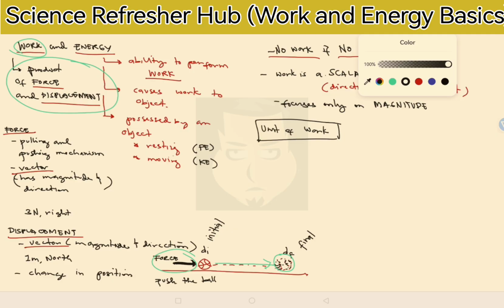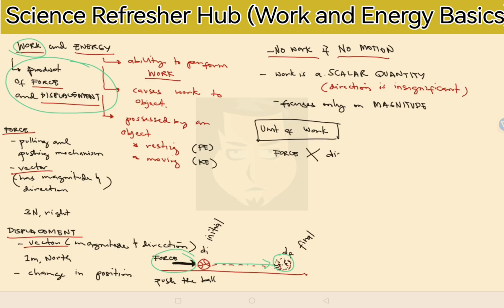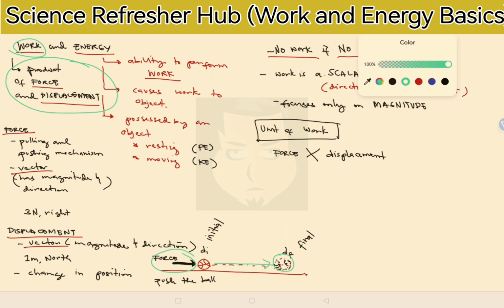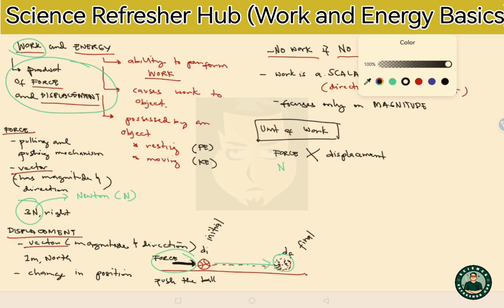So we have to multiply force to displacement. Okay, what's the unit of force? Unit of force, if you could still recall, we have 3N here, and N is the unit of force. We call it Newton or uppercase N. Force, that's Newton, and then we will multiply it by the unit of displacement. What's the unit of displacement?